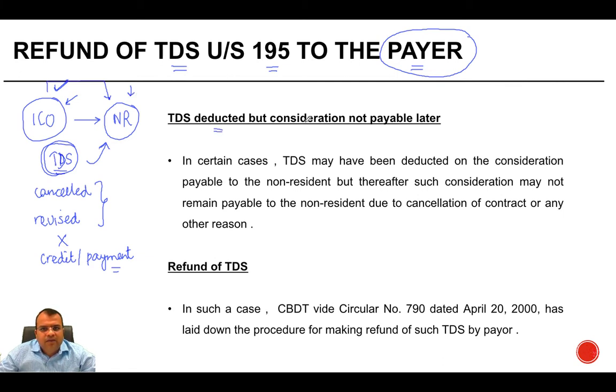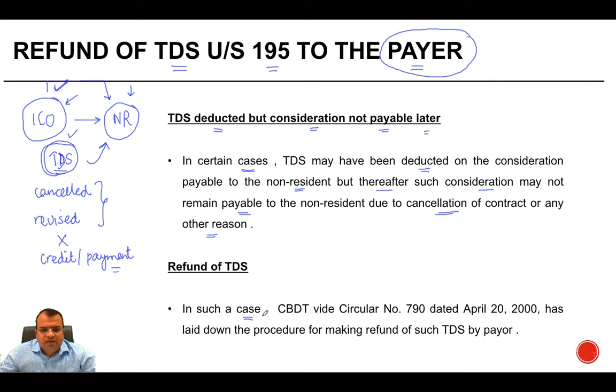TDS deducted, but consideration not payable later. So you deducted TDS, but later on you realize that the consideration is not supposed to be paid to the non-resident. In certain cases, TDS may have been deducted on the consideration payable to the non-resident, but thereafter such consideration may not remain payable to the non-resident due to the cancellation of the contract or any other reason. So like I said, there may be reasons because of which the consideration itself is no longer payable to the non-resident. If the consideration is not payable, then there should not be any deduction of TDS.